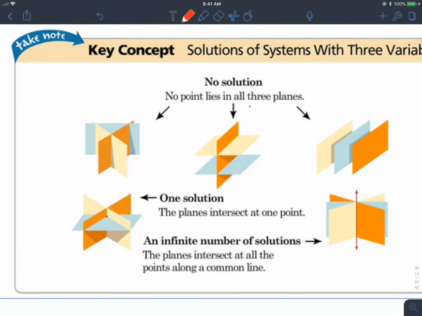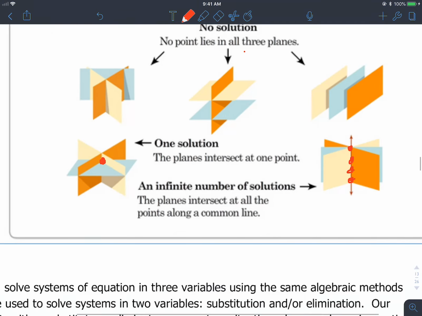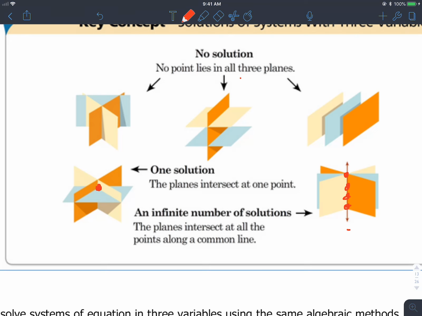So if you had three planes that intersect at a common point right there, that's kind of what we're looking for. That's kind of a visual of what you can be doing there. If there is no common intersection between the three planes, like this right here, we would say there's no solution. And if the three planes intersect at a line right there, you saw that kind of in geometry, you'd say there'd be an infinite number of solutions here.